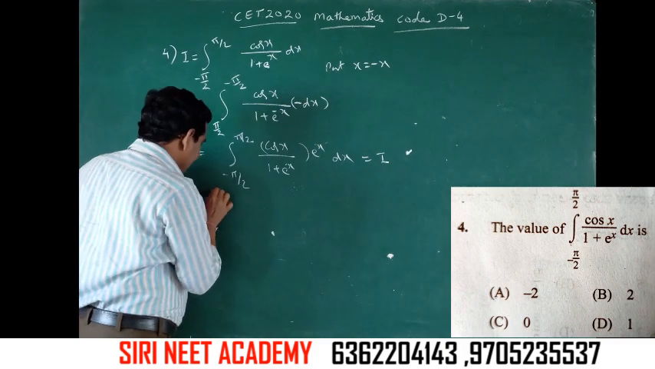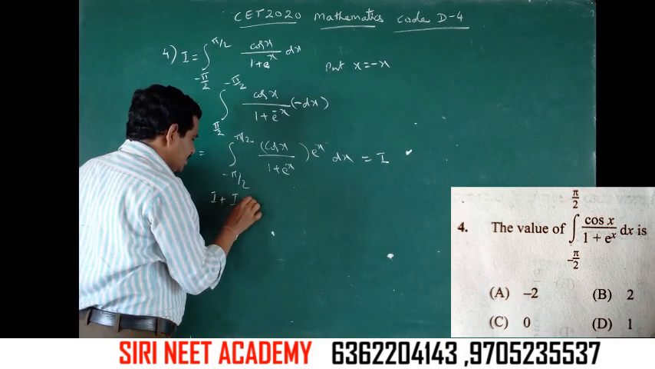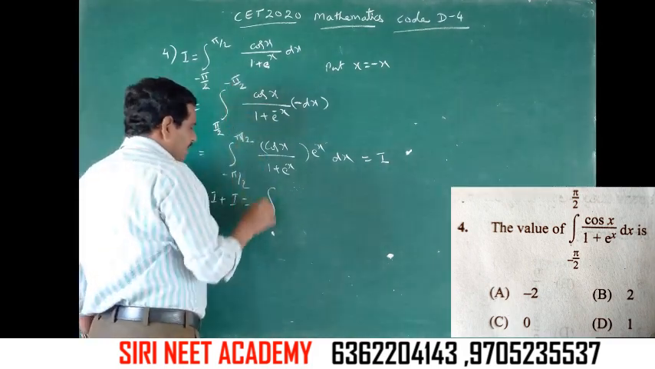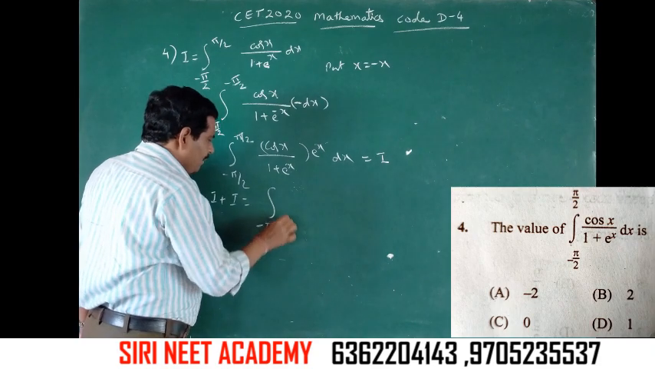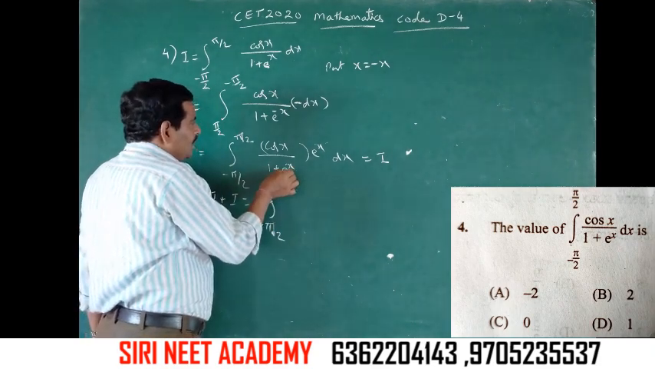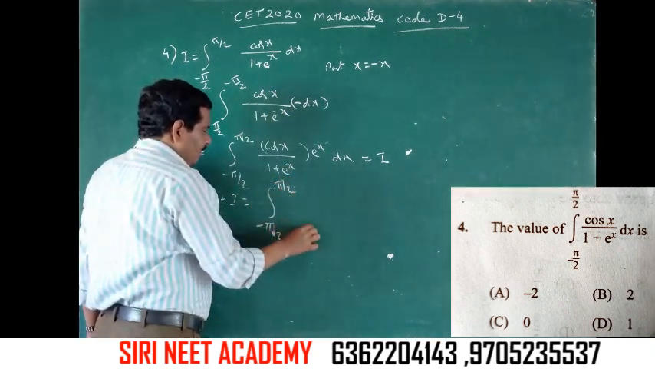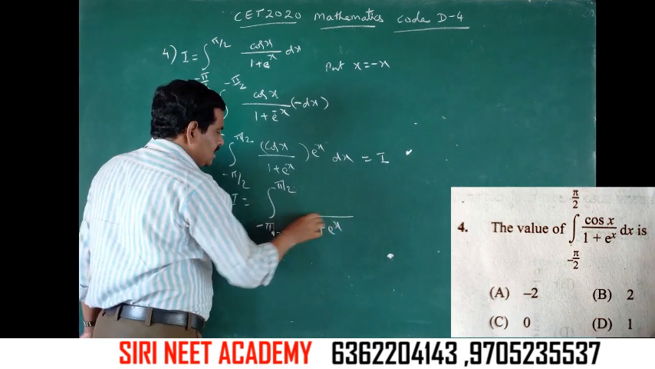Now add both the integrals. The limits are the same, so the integral from -pi by 2 to +pi by 2, with the denominator the same, 1 plus e to the power x.